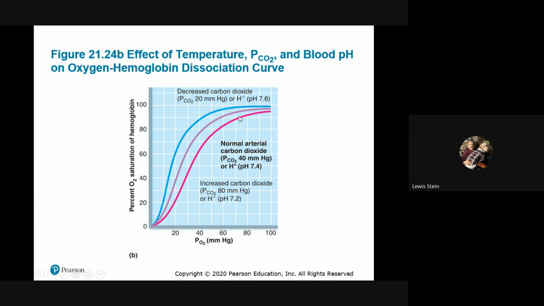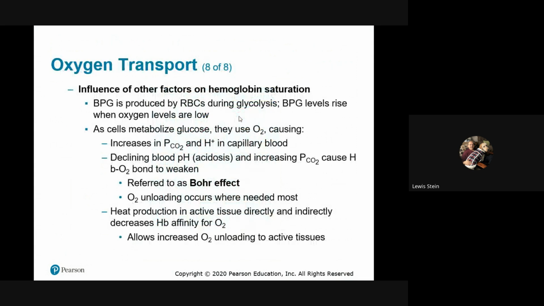And the diabetics have multiple problems. It's going to manifest themselves in their breathing. BPG is produced by red blood cells during glycolysis. They rise when oxygen levels are low. Okay? So as the cells utilize glucose, they use oxygen, causing increases in PCO2, increasing in acidosis, all of those things. And we refer to this as an important name to remember, the Bohr, capital B-O-H-R, effect. Oxygen unloading occurs where it's needed the most. That's the idea of that effect.